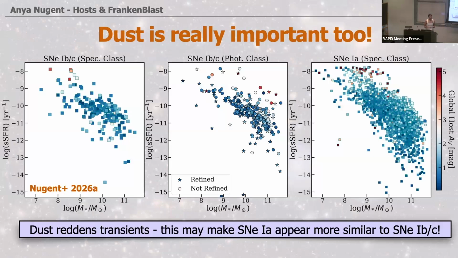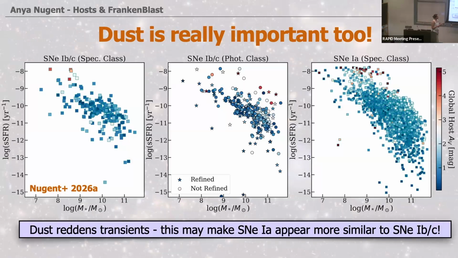Another thing that host galaxies give us is line of sight extinction. As I'm sure all of us are very aware, dust can have a massive effect on the colors of our transients. For example, dust can severely redden transients, and this may make type 1a supernovae, for example, appear more similar to type 1bc supernovae.